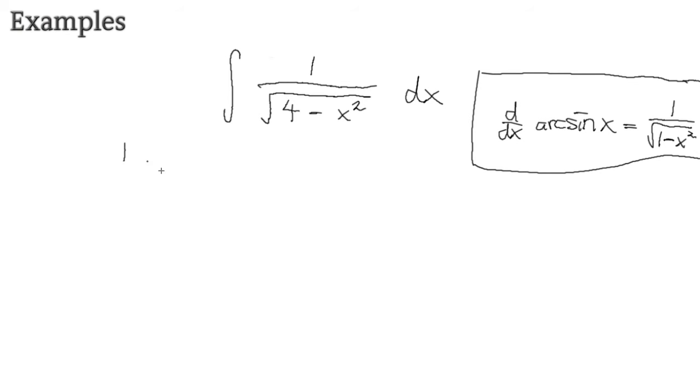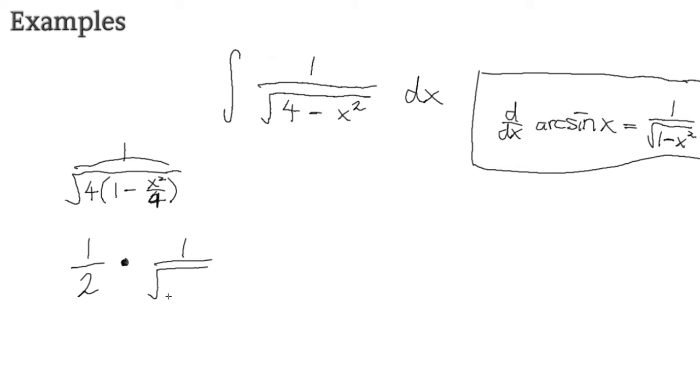So we ended up with 1 on square root of 4 times 1 take x squared on 2. Actually this is on 4, my bad. So we've got this sorted. Then this square root of 4 can be factorized out to 1 on 2, because the square root of 4 is 2, multiplied by 1 on square root of 1 take x squared on 4.